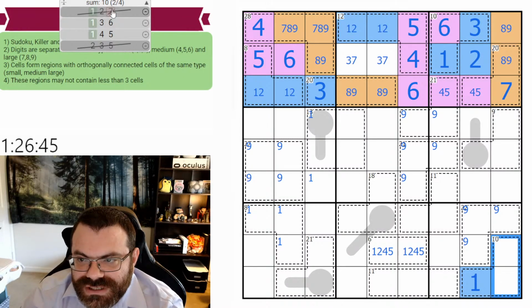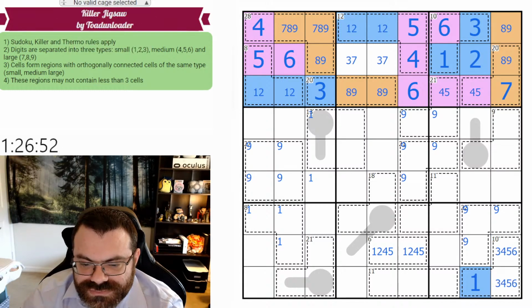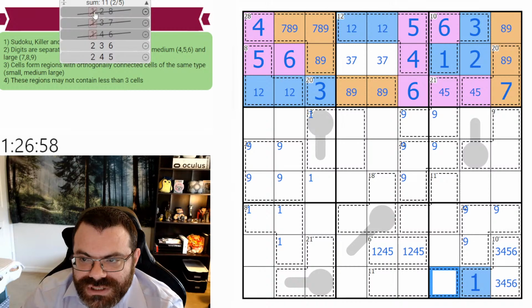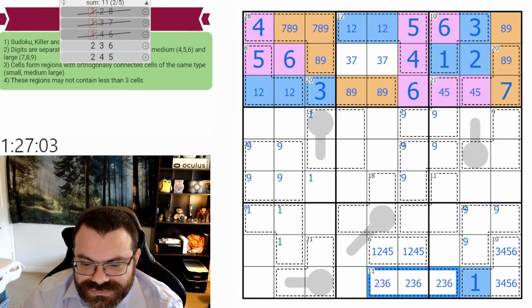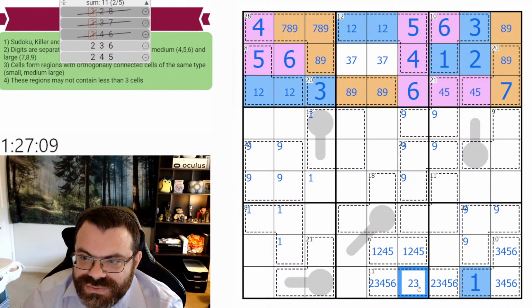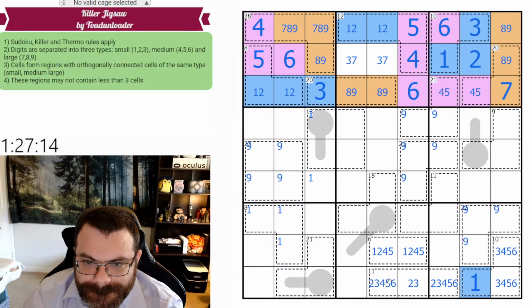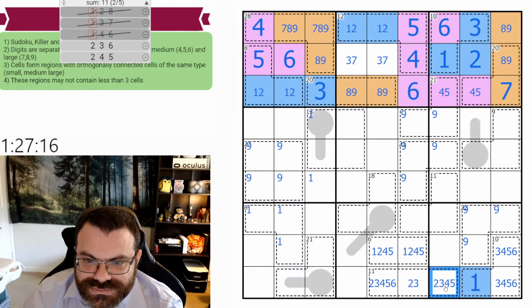Now, we can't put a 7 in the cage now. So it's 3, 6, or 4, 5. It's a very good spot. The 11 cage now can't have a 1 in it. So it's 2, 3, 6, or 2, 4, 5. And this can't be 4, 5, or 6. So this is... Oh, it must have a 2 in it, but it could also have a 3. That's not 6 either.